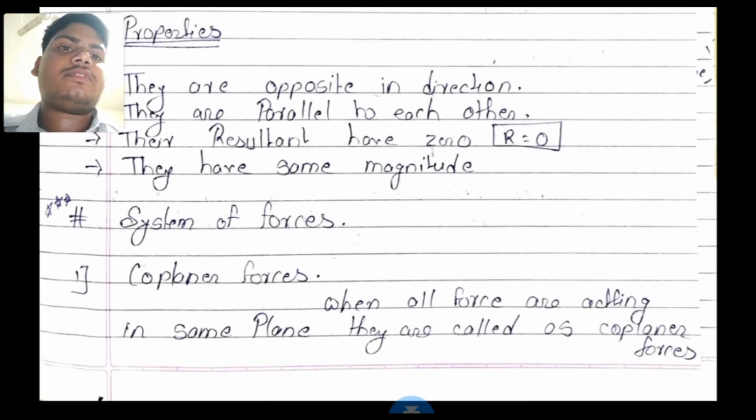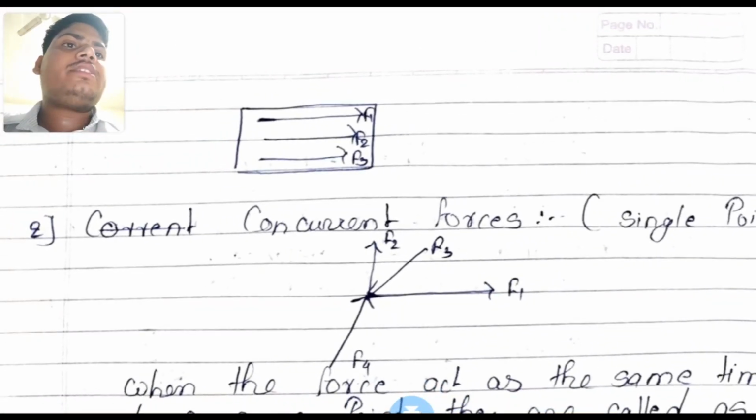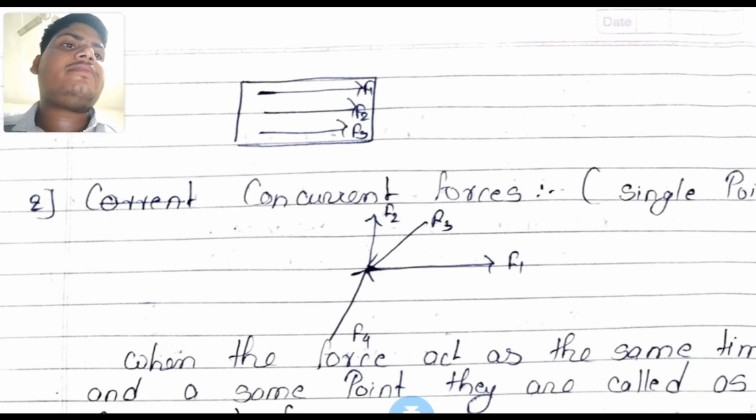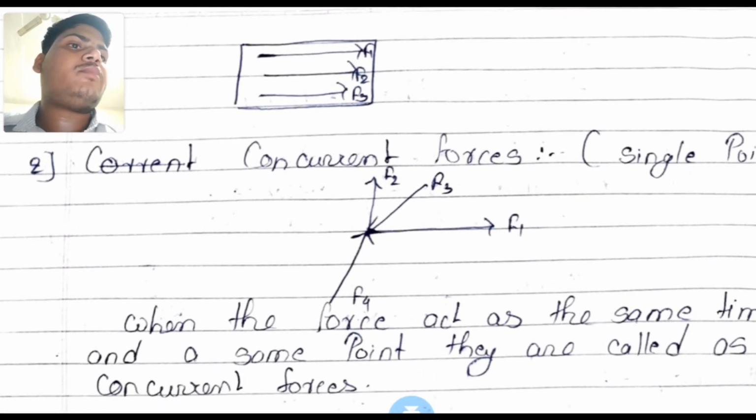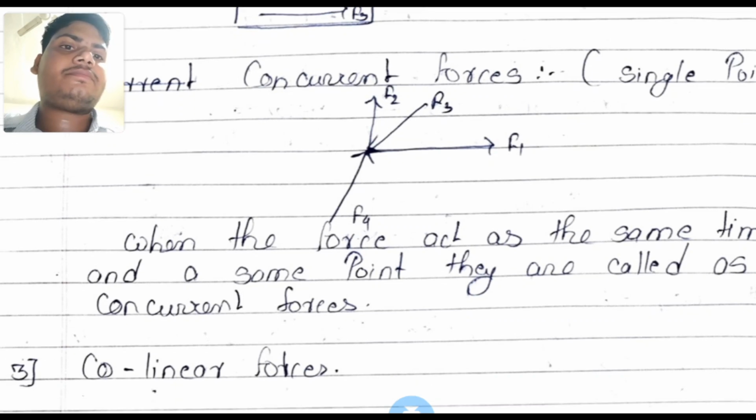Now system of forces. Coplanar force. When all the forces are acting in the same plane, they are called coplanar forces. Here all the components travel in the horizontal direction, that is why they are called coplanar forces. Second is concurrent force. Single point. When the forces act at the same time and at the same point, they are called concurrent forces.